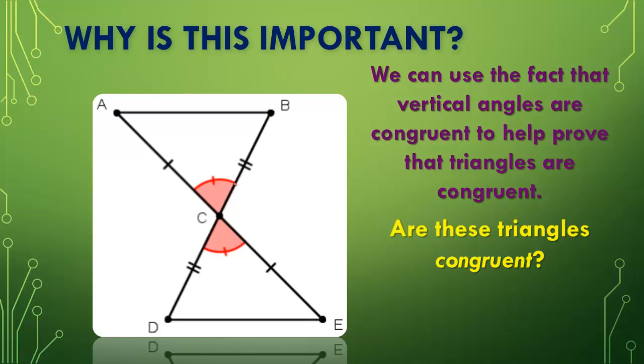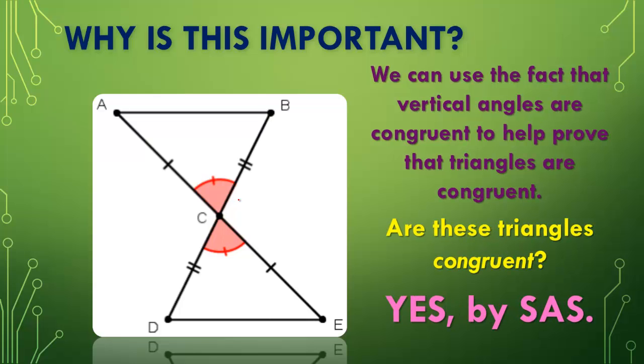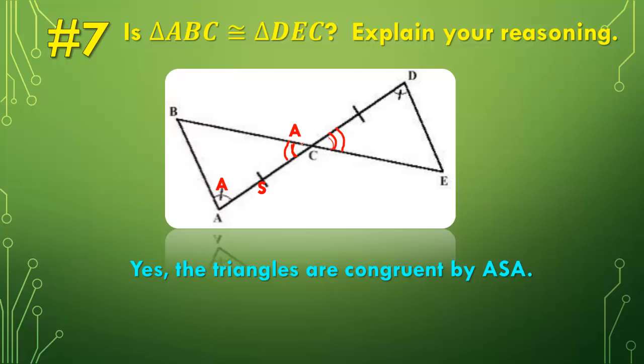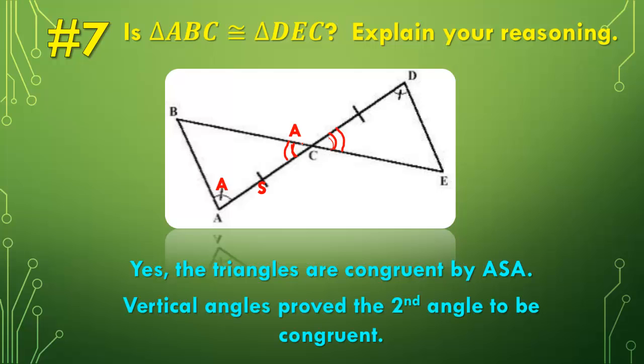All right? So these triangles are congruent. Is triangle ABC congruent to triangle DEC? Well, let's see. We've got an angle, a side, vertical angles congruent. I would say yes, because of angle, side, angle. Vertical angles help prove those second angles.